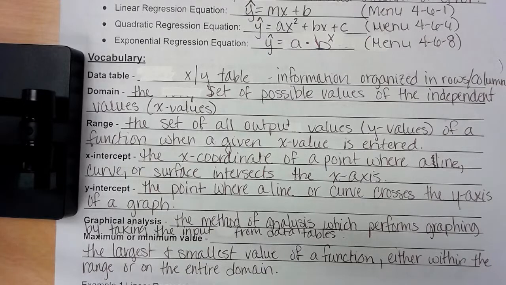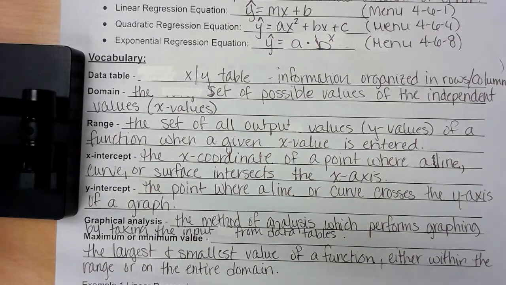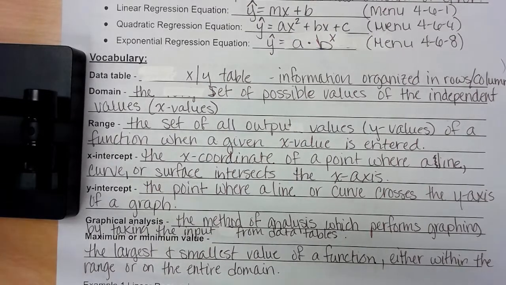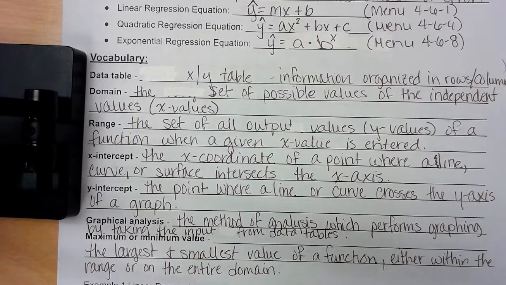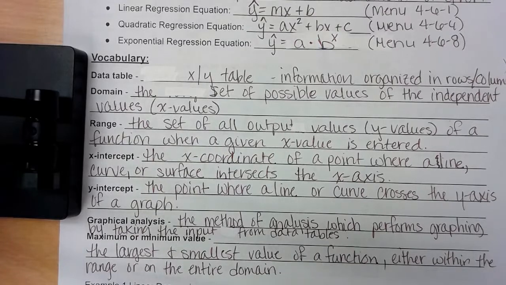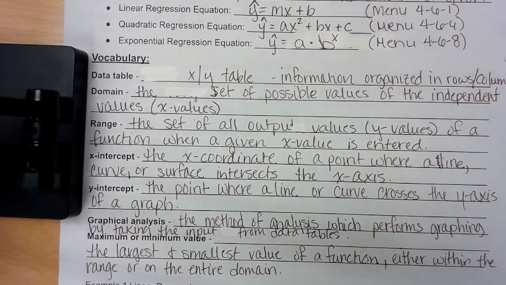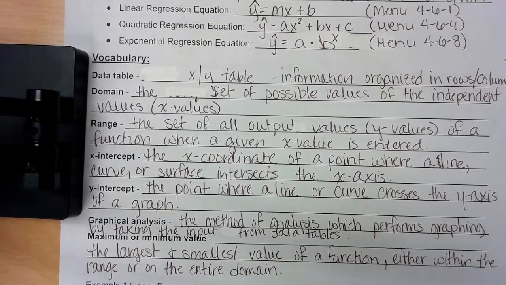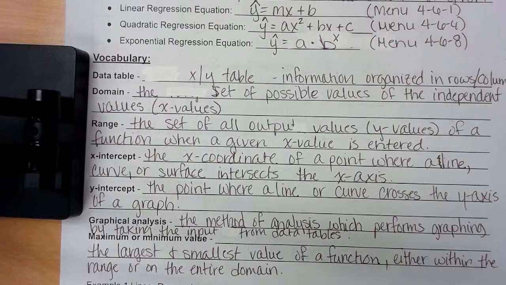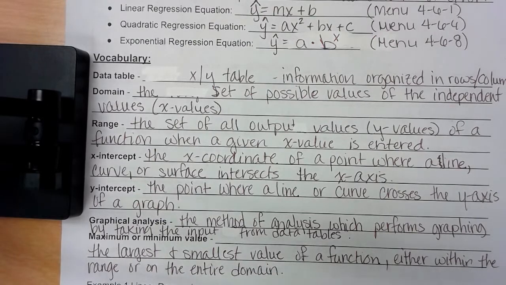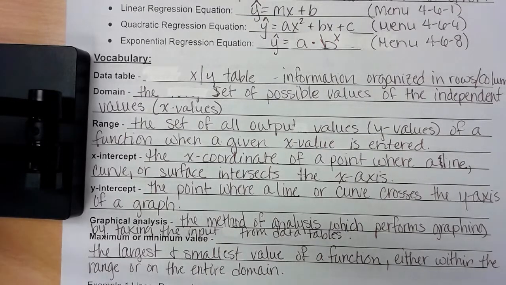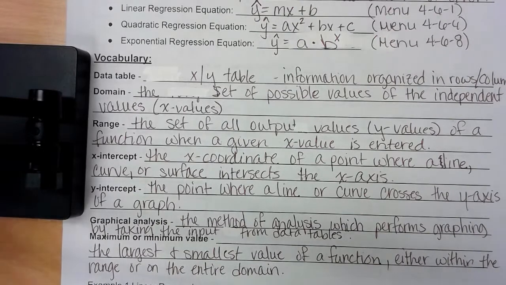So if you have 1x plus 3, then you put 1 in. 1 times 1 is 1, plus 3 is 4. Your entry is the domain, the x being 1. Your output is your range, which is 4 in this case. X-intercept is the x-coordinate where the point of the line or the curve or the surface intercepts with the x-axis. So it cuts through the x-axis. In that case, your y is 0. Your y-intercept is the point where the line or curve crosses the y-axis on the graph. At this point, x is 0.